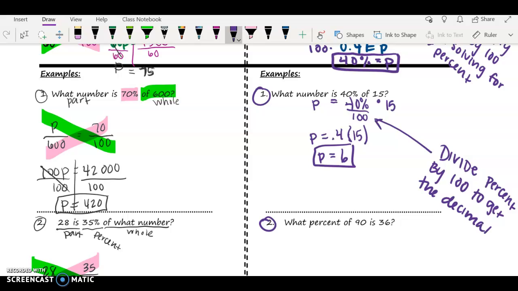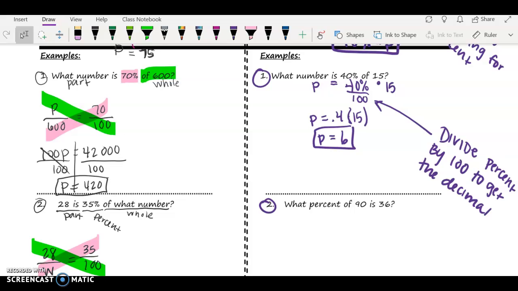So the reason we had to divide by 100 was because we have this percent sign right here. And so we can't actually use that until we figure out what that is as a rational number. So we can't have a percent in our equation. We have to have a rational number, which would be a decimal. And so that's why we had to divide by 100. Because remember, percent means out of 100. So that means that it would be 0.4.